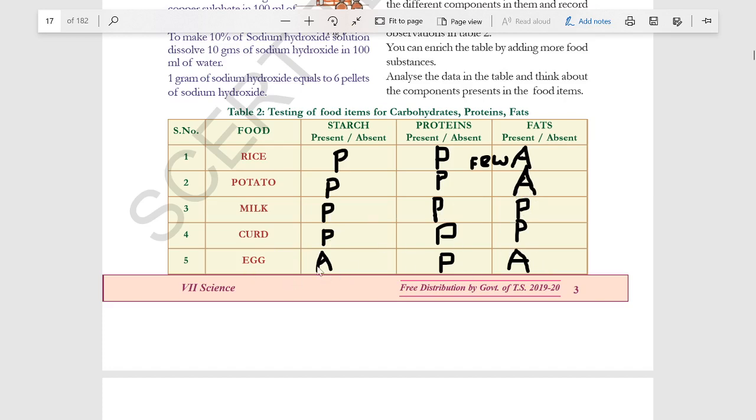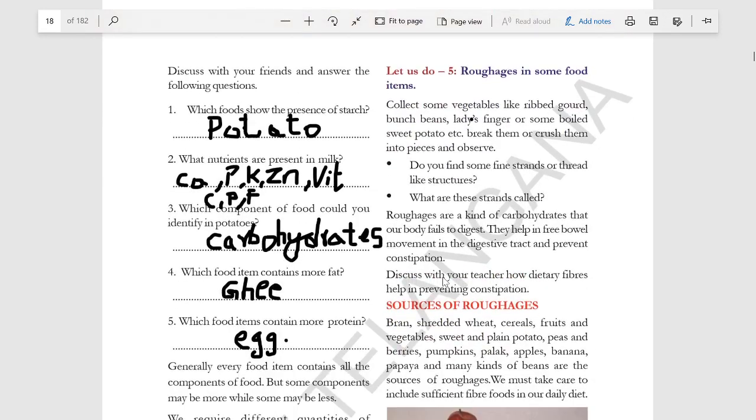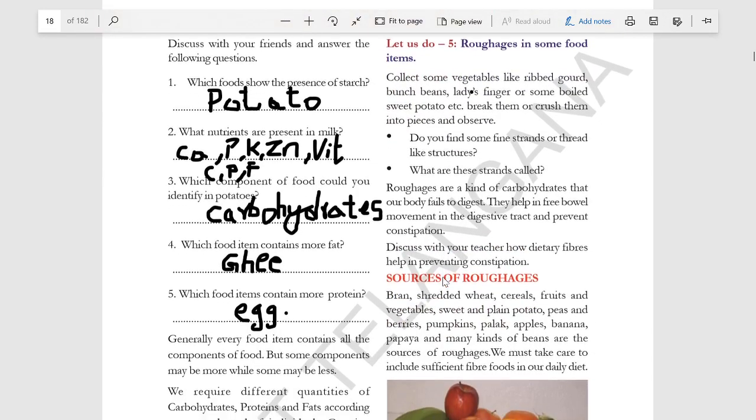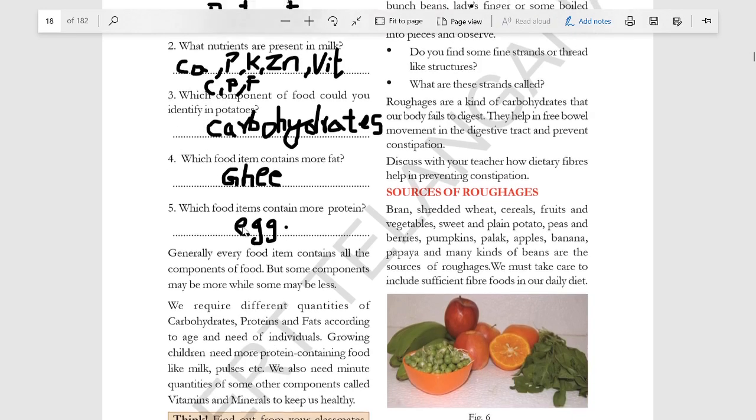But in egg, we don't have carbohydrates and fats, we have proteins. Here I have written which food shows the presence of starch: potato. Nutrients present in milk are calcium, phosphorus, potassium, zinc, vitamins, carbon, phosphorus and iron. The component of food you would identify in potatoes is carbohydrates.